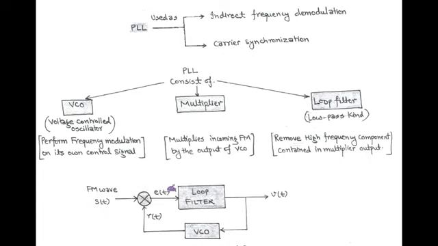The output of the multiplier, that is called error signal, contains both low frequency and high frequency components. And the loop filter, that is a low pass type, removes the high frequency component and allows to pass only low frequency component. And this low frequency component corresponds to the modulating or message signal.